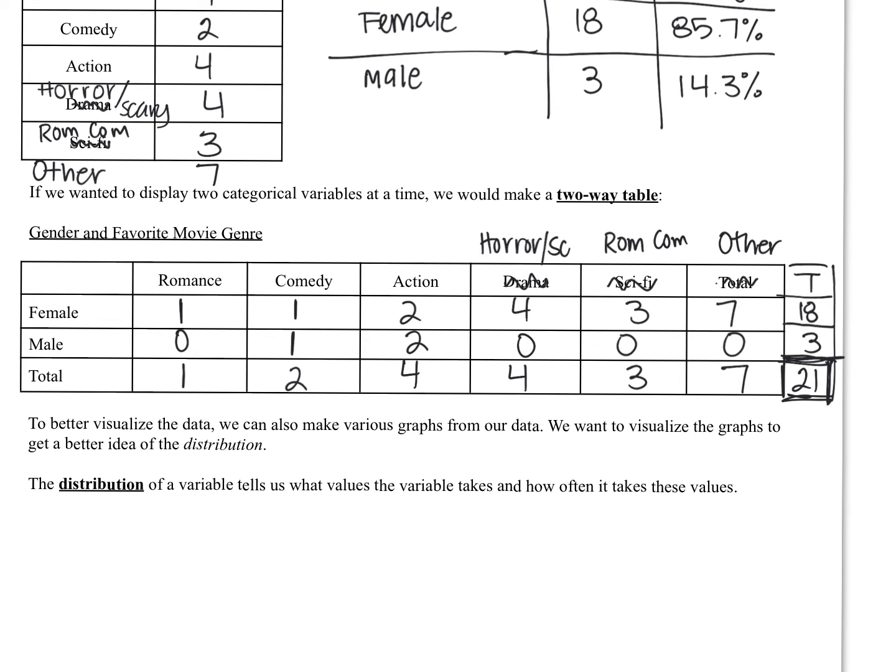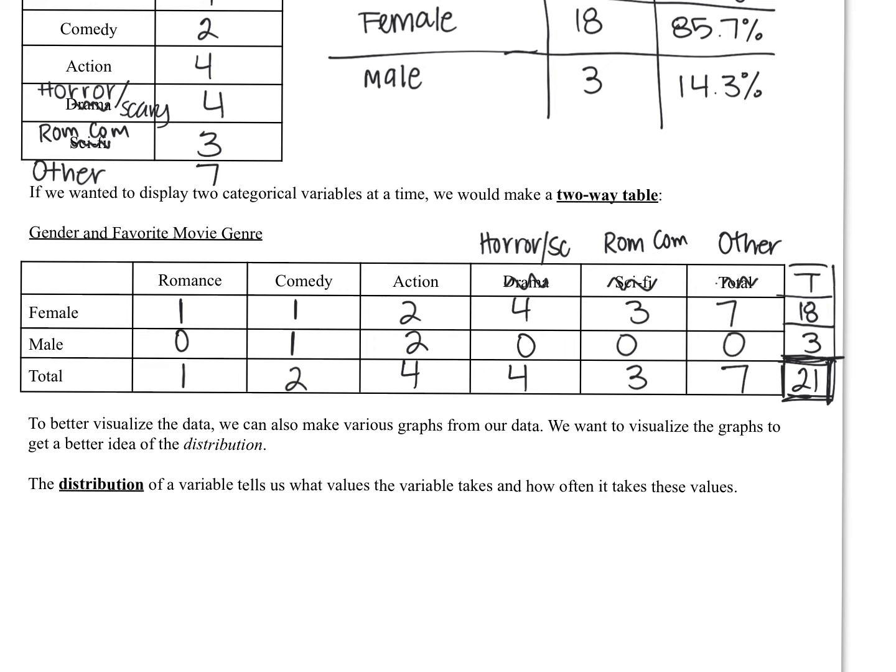So I always like to start by filling out the totals of my table, because that way I know how much I have to add up to. So I know there were 18 females, 3 males. I know the total from each of my movie categories. Now I'm just going to go through and break those up versus male and female.